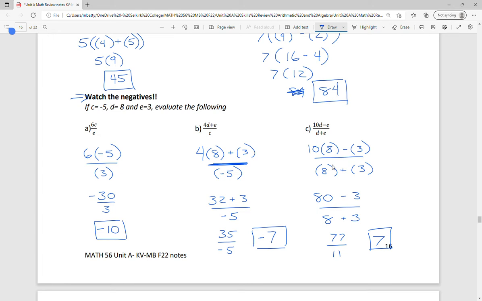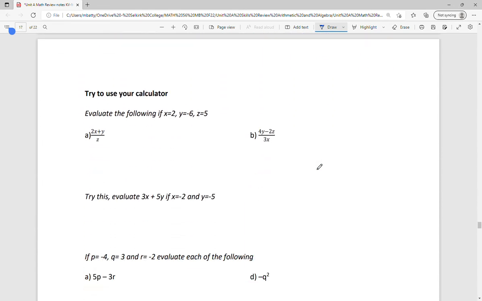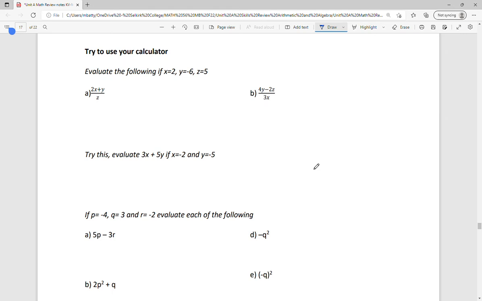Check your work as you go, and we'll move on. Things are going to get a little bit harder. So we're just evaluating these. We are not solving them. I'm going to keep going with the same thing. So you're welcome to use your calculator if you like.